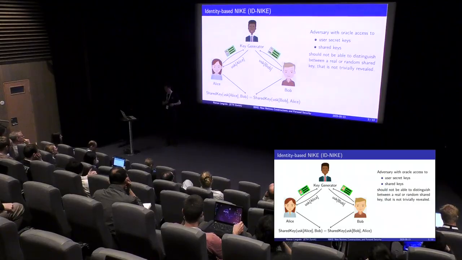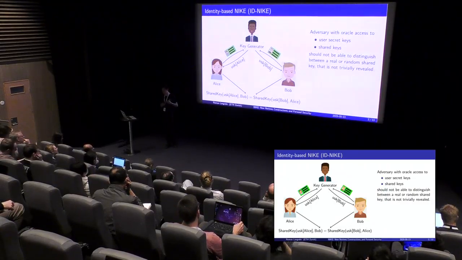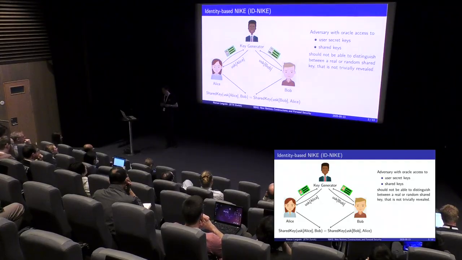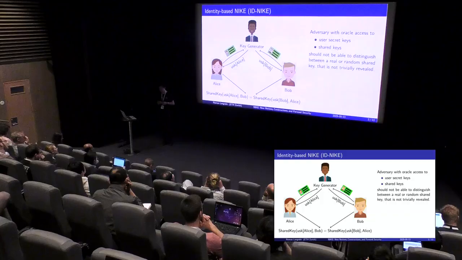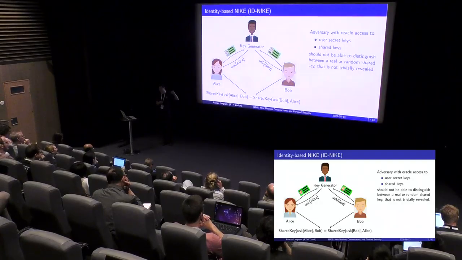And as a security notion, we want that an adversary who has oracle access to user secret keys and shared keys should not be able to distinguish between a real or a random shared key for one challenge pair that he picks. Of course, as long as that's not trivially revealed to the adversary. So this is very similar to identity-based encryption, if you attended yesterday's session, just that you get a key exchange functionality instead of encryption functionality.